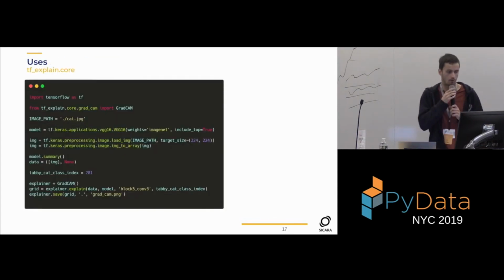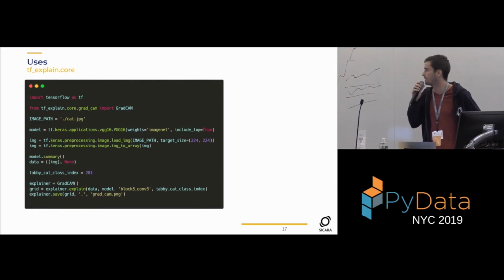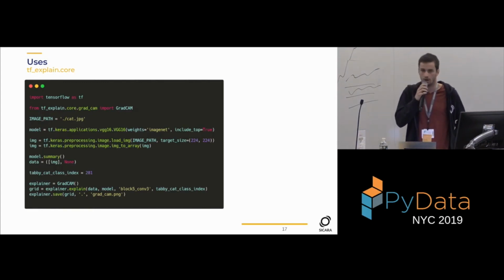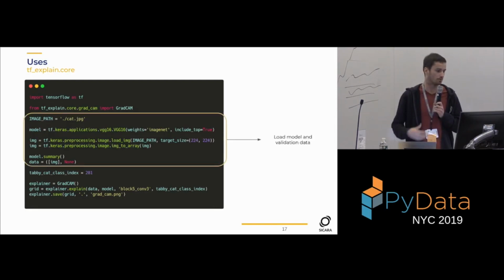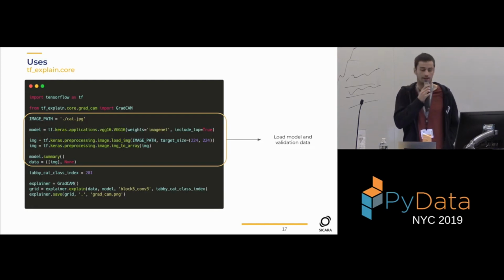Okay, so how to use tf-explain? There are two ways to do it. The first one is, let's say you have a model which is already pre-trained, for example VGG16, and you want to see how it performs. So you want to run some methods on some given inputs and check that the saliency maps for this input are kind of logical.